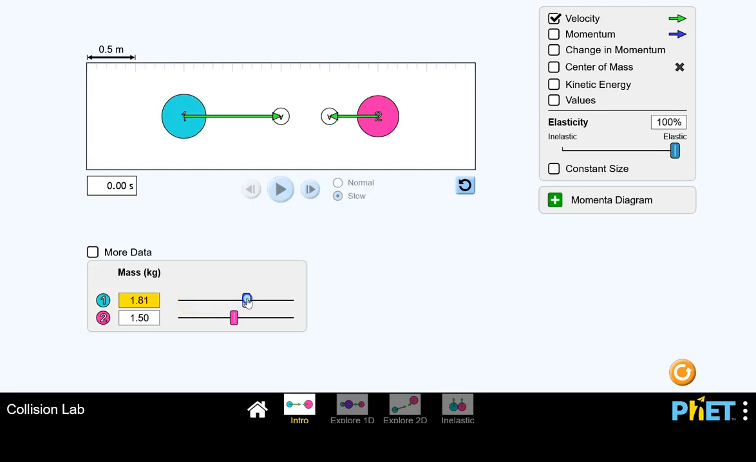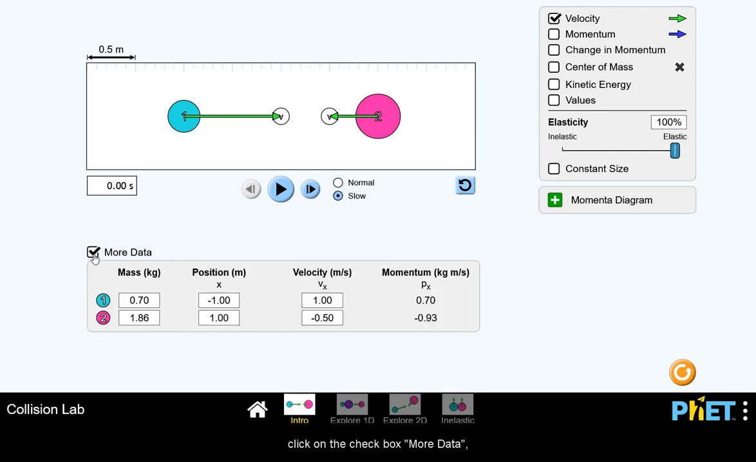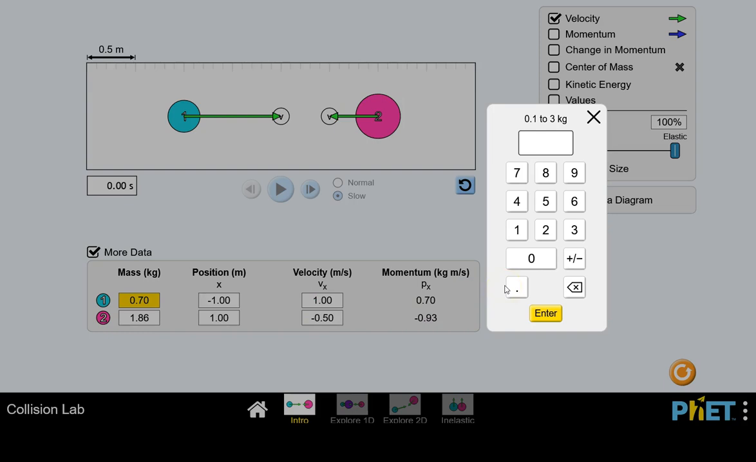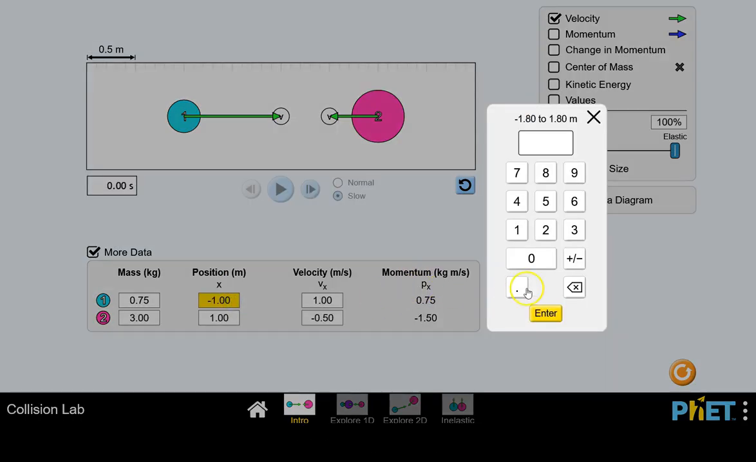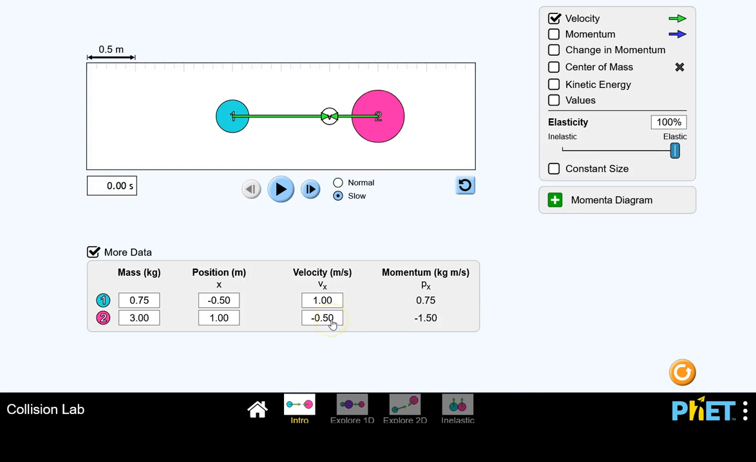You can change the masses of the two objects using the sliders, but to be more mathematically precise, click on the checkbox More Data, where you can type in the data precisely within the limits allowed by the simulator. You can also manipulate initial position, or velocity.